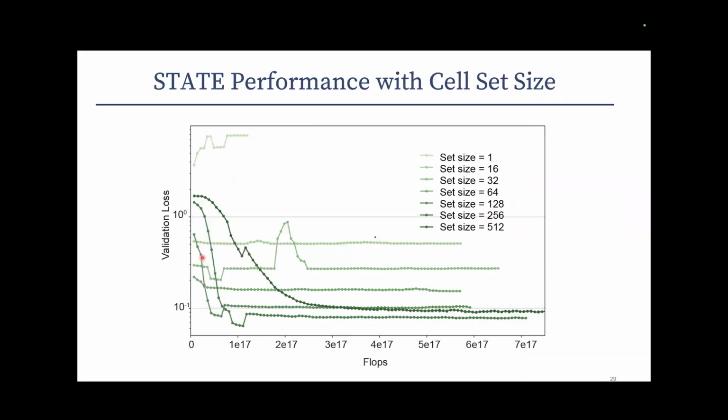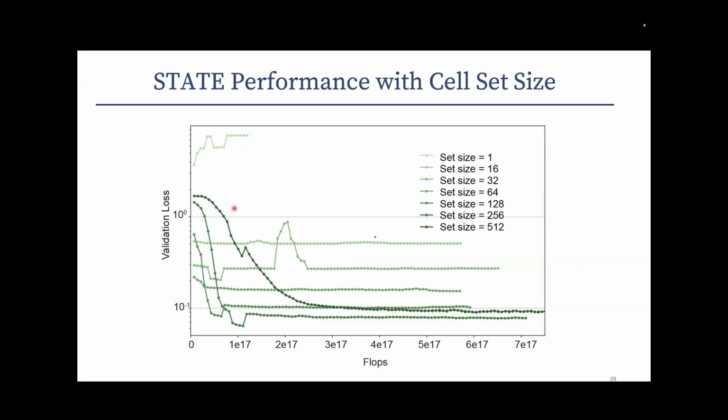So what does this look like? Here you can see how the model's performance varies as you increase the cell set size. On the y-axis, what you're seeing is the validation loss, which tells you how effectively the model is able to predict that perturbation effect that you're interested in. On the x-axis, you're seeing the amount of compute that you've used. So it tells you how many operations have been performed during the training process.